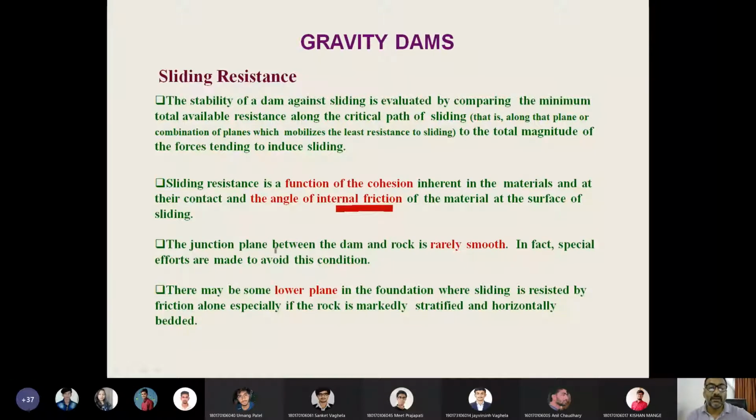The junction plane between dam and rock is rarely smooth. In fact, special efforts are made to avoid this condition, so that it is not smooth. The plane at the base which we see in textbooks and reference books is a straight line, but it is not a straight line. It is zigzag and undulated as per the topography of the top surface of the rock, and we do not make it smooth, in order to create more resistance at the base.